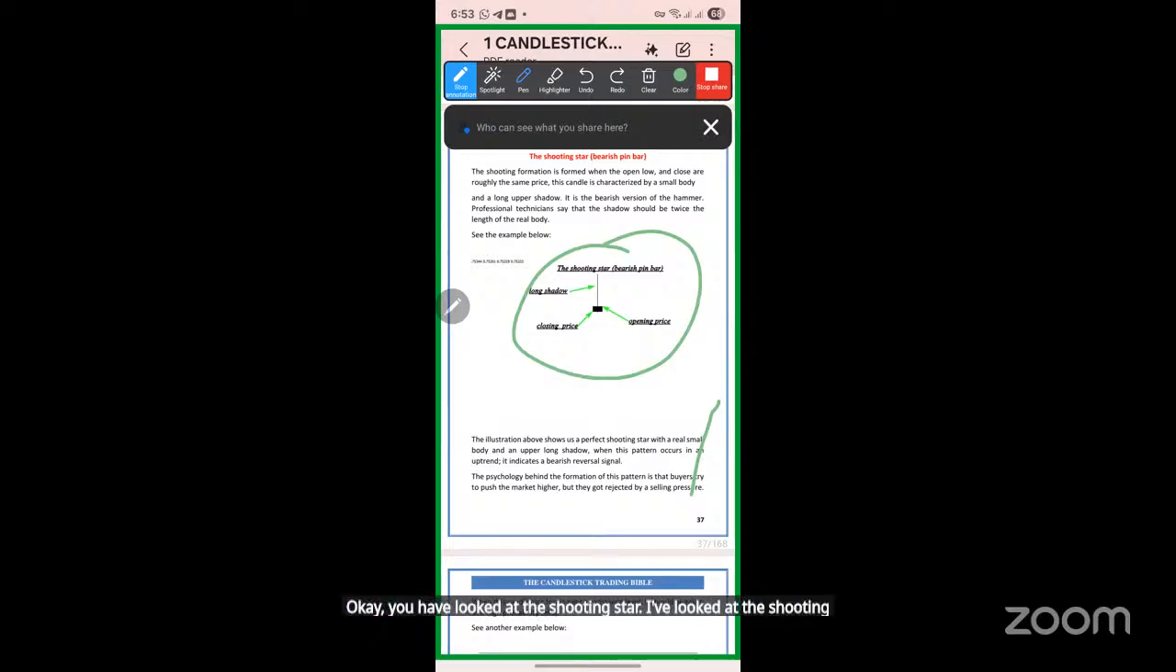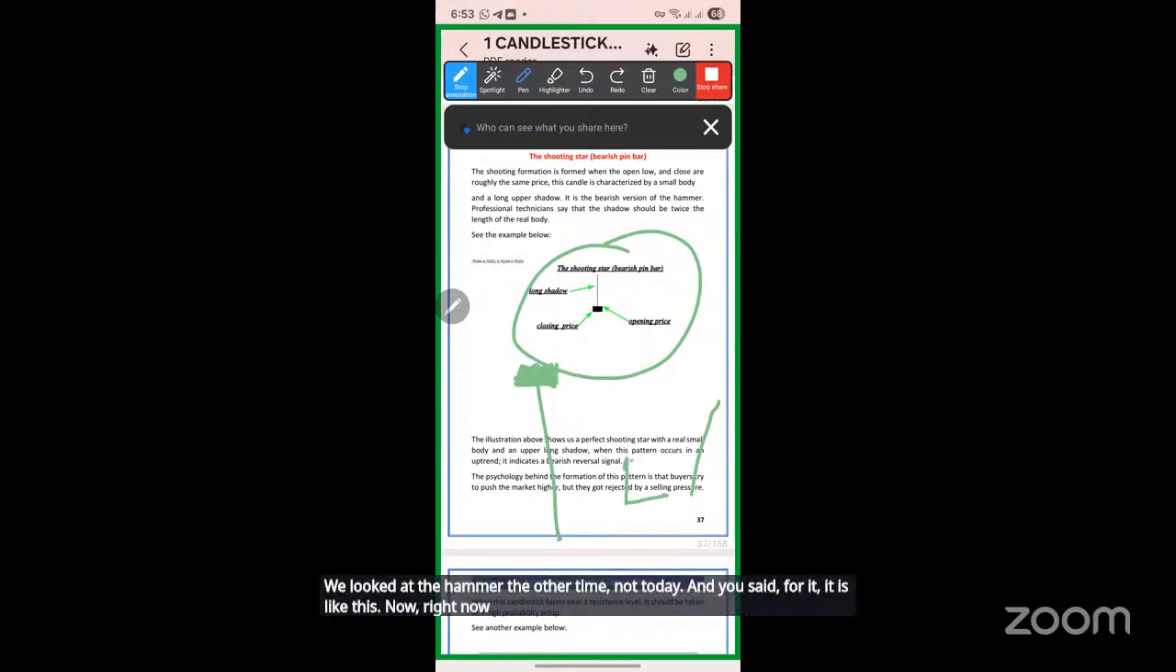And we have said, Mr. Subuga, the doji that we saw the other time, it was also covered then. We looked at the hammer the other time, not today. Now, right now, we are looking at the what?